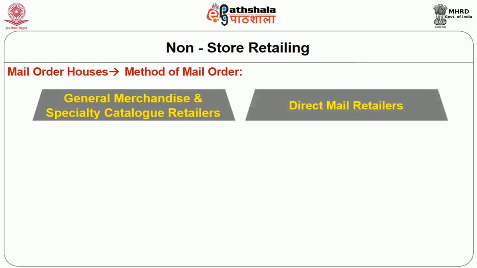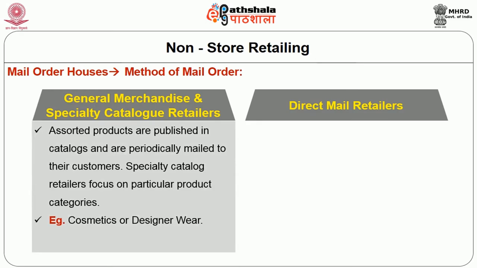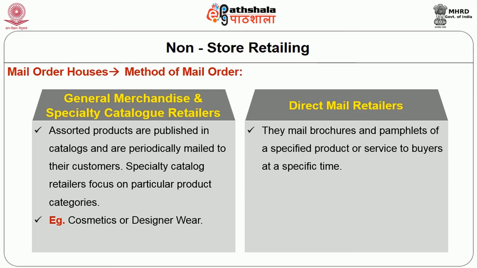There are two types of organizations that retail their products through mail. They are general merchandise and specialty catalog retailers, and the next one is the direct mail retailers. The general merchandise catalog retailers use assorted products that are published in catalogs and are periodically mailed to their customers. Specialty catalog retailers focus on particular product categories, examples being cosmetics or designer wear. Whereas direct mail retailers mail brochures and pamphlets for a specified product or service to a buyer at a specific time.